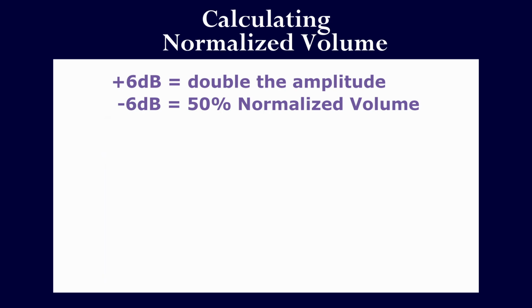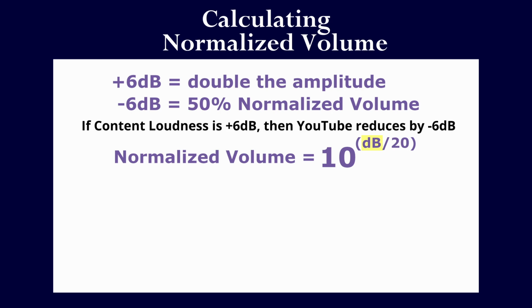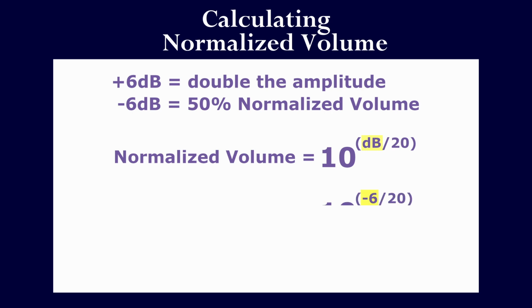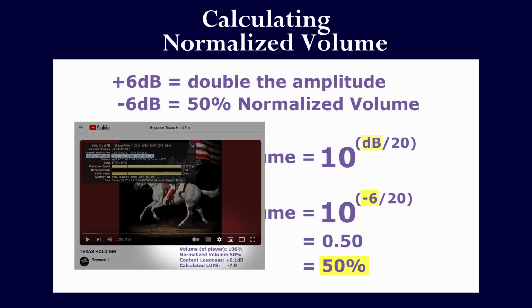This relationship between content loudness and normalized volume can be generalized by the formula: normalized volume equals 10 to the power of the decibel reduction divided by 20. In this formula, dB represents the content loudness normalization amount. That is, if the content loudness is plus 6 dB, the volume will be reduced, or normalized, by minus 6 dB. If we plug minus 6 dB into the formula, we get normalized volume equals 10 to the power of minus 6 divided by 20 equals 0.50, or 50%, as just seen for the Beyoncé video.